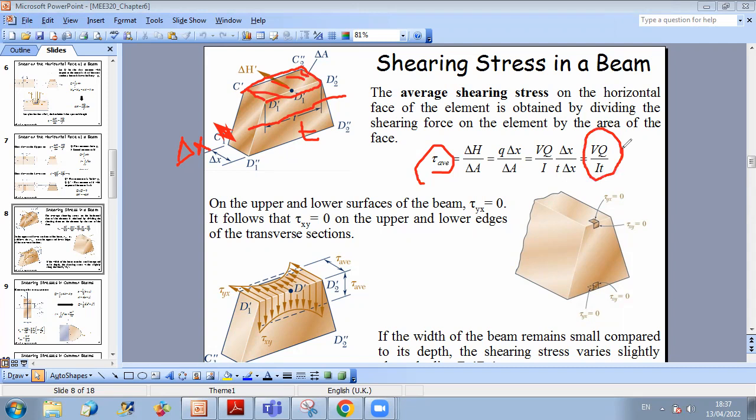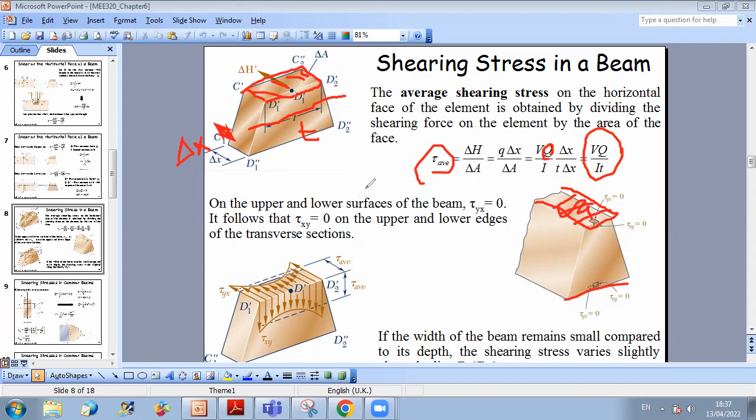Now, of course, if you consider the upper surface and the lower surface of the beam, the shear developed at these levels will be zero, because at these levels the value of Q is zero. When you do a cut, you don't have any area above this level. So you don't have a first moment about the neutral axis, and then Q will be zero. This is why for the upper face and bottom face, we have that the shear developed is zero.